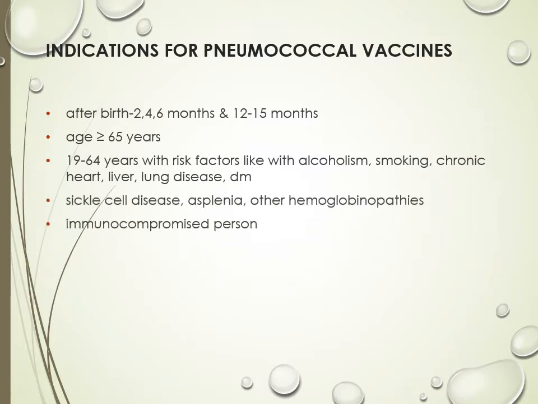Then, as we know, this bacterium, Streptococcus pneumoniae, is a gram positive cocci and a capsulated bacterium. So it is related to your spleen: if there is asplenia, sickle cell disease or hemoglobinopathy, these are also indications, because these people are susceptible to infection with Streptococcus pneumoniae. Therefore it is very important to give the pneumococcal vaccine for these disorders, and also in immunocompromised persons. So these are very important indications where we can give these pneumococcal vaccines.